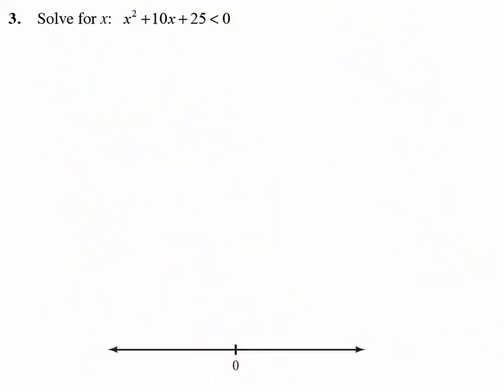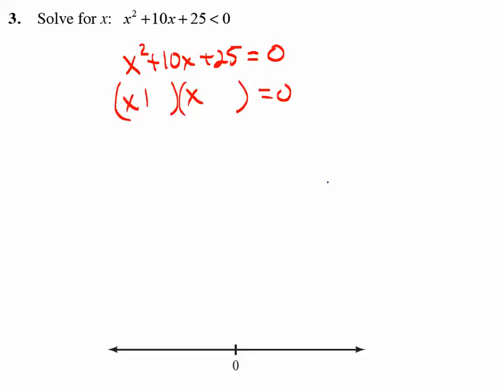Alright, now let's go on to number 3. Alright, so first things first, let's put a little equal sign on here. So x squared plus 10x plus 25 is equal to 0. We're going to find all our zeros real quickly here. And this one's a fun one to factor here. It's x plus 5 times x plus 5. Now, since you have the same exact factors, you don't need to solve both of them. What you do is you're going to solve one of them to a negative 5.